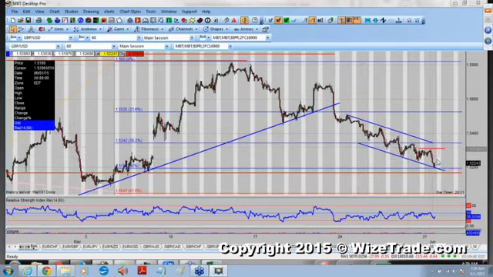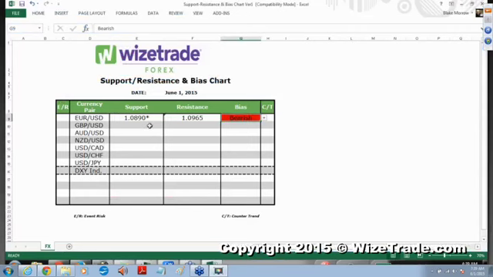So we got support here. I'm going to write down 151.65, just in case we have some good data out of some U.S. economic data. I want to make sure that any move down to 151.65 is probably going to be very, very well supported.